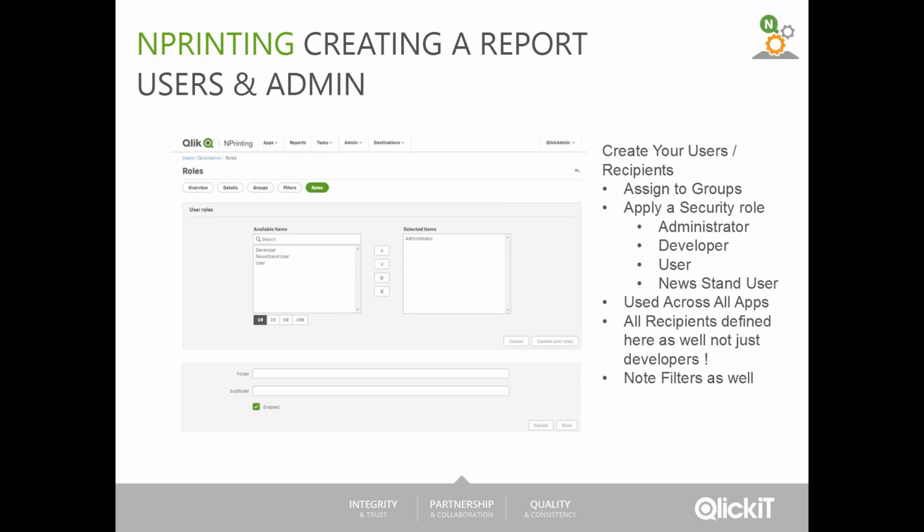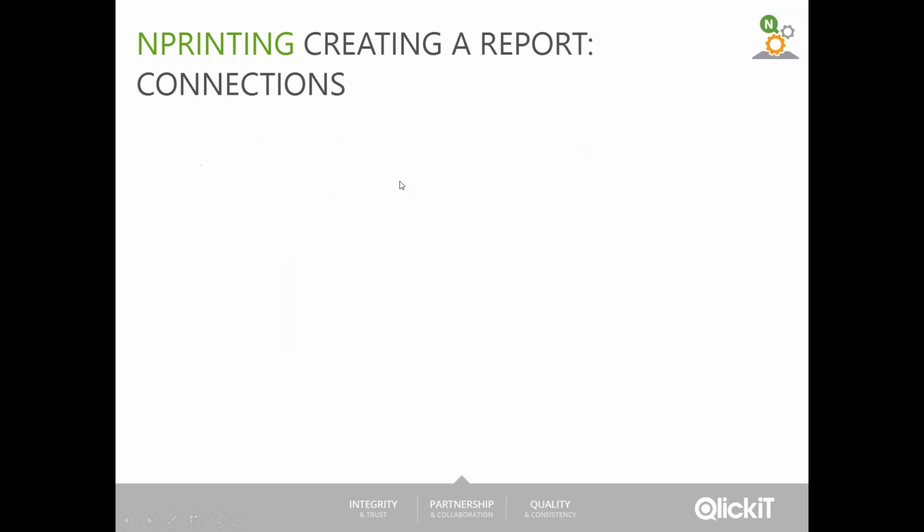One of the things to note is, unlike NPrinting 16, in 17, users are used across all applications. In 16, you used to attach users to individual applications. Here, users are global. You define, as I mentioned a minute ago, that all recipients are defined here as well as users. Also note that I haven't talked about it yet, but there's also a button that says filters, and I'll talk about that in a minute, but just bear that in mind as we get a bit further down the presentation.